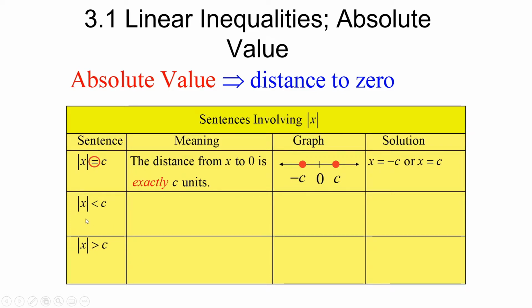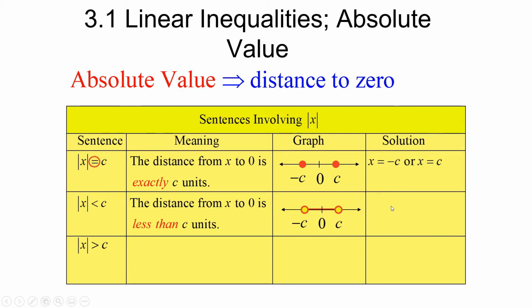Now, the absolute value of x is less than c. This truly means the distance from x to 0 is, and now less than c units. So let's go to the graph. Centered at 0 again, and you've got your negative c on the left and your c on the right. Now think about this. The distance from x to 0 is less than c units. So I'm going to put open dots on negative c and c because the distance from 0 is less than that c units, and then we're talking everything in between. There's my perfect graph right there.